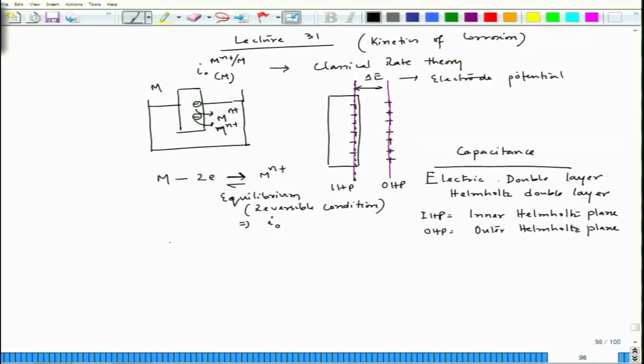Now, these two planes are a very primitive concept of the electric double layer, and later on this has been modified. Now when the metal ions form, they get solvated, because water is a polar molecule, and because of that polar molecule's presence, this positive charge is solvated by water molecules. On the metal surface, since there are negative charges, the water molecules would get attracted depending on what charges are there on the metal surface.